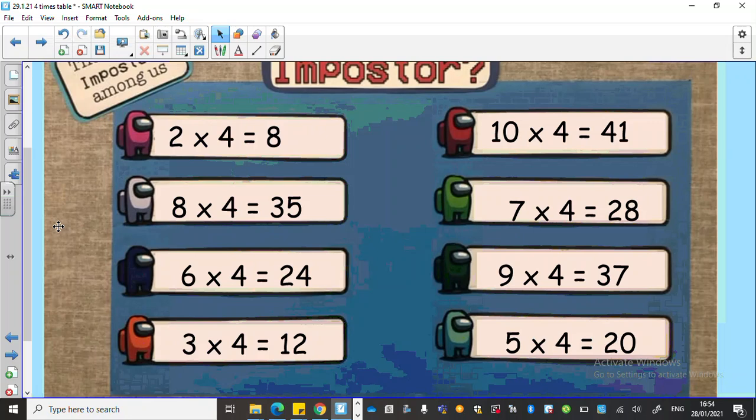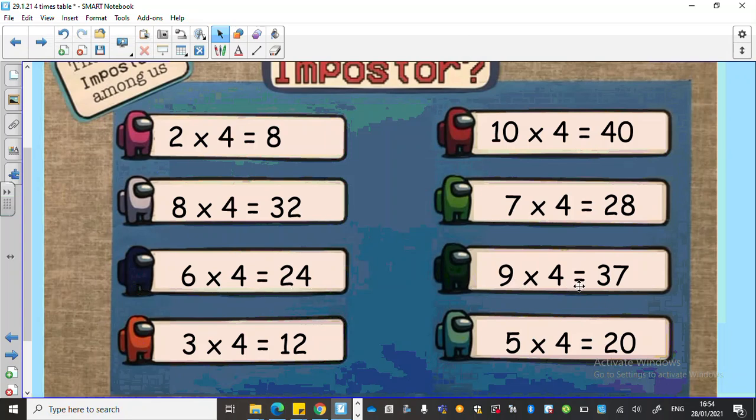So I can tell you that 2 times 4 is 8, so that one is correct. 10 times 4, it's not 41. The reason why we know more than anything is that 41's an odd number, and we know all numbers in the 4 times table are even. 10 times 4 is actually 40. 8 times 4, it's not 35. Once again, 35's odd, so we know it's not going to be that one. It is 32. 7 times 4 is 28, so that one is correct. 6 times 4 is 24.